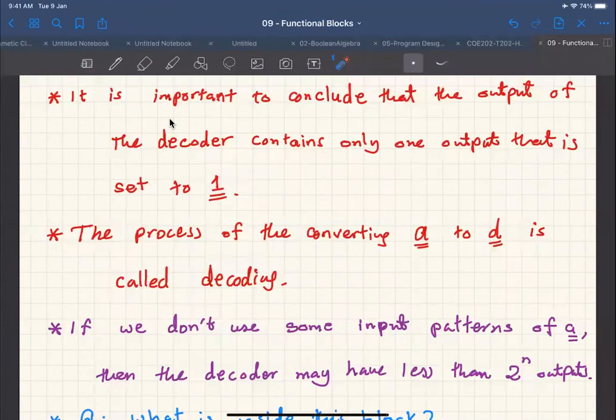This is just to reiterate what I just said: only one output of the decoder is going to be 1 at any time, no matter what the input is. And the process of converting A to D is called decoding. It's just a mapping between the 2 domains here, A to D.